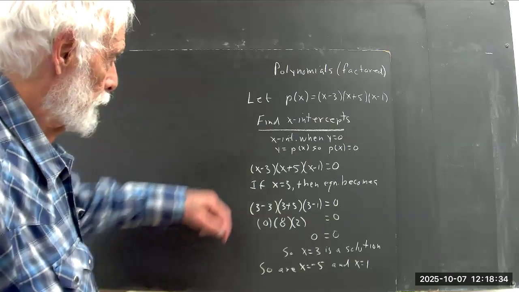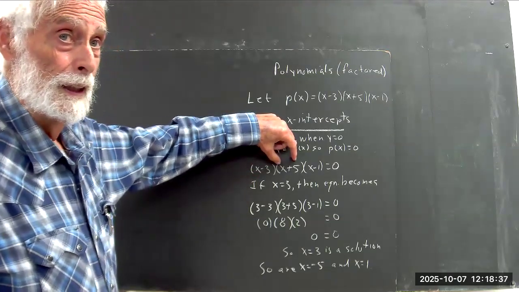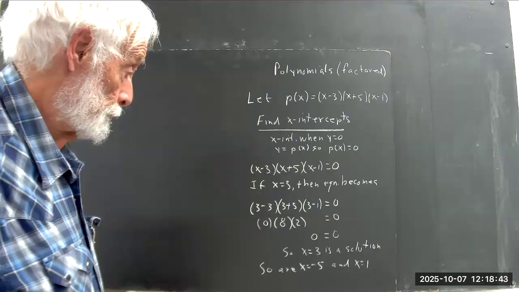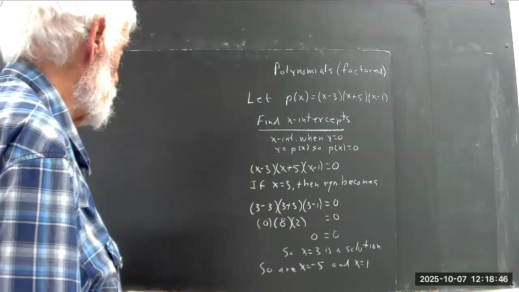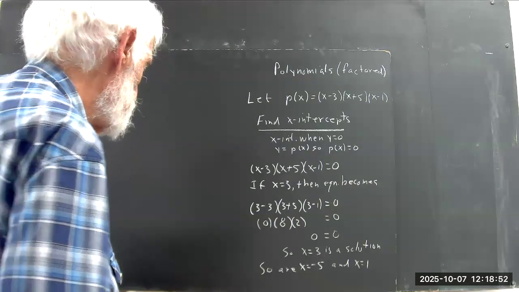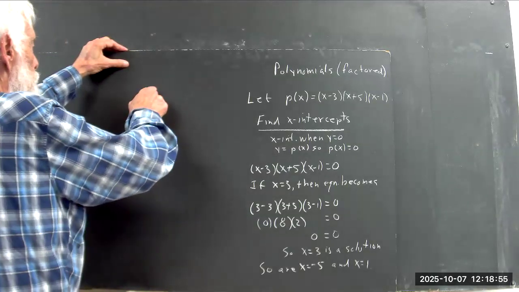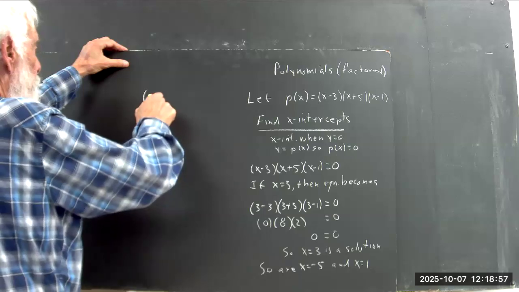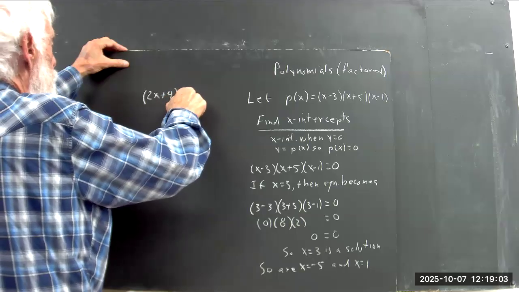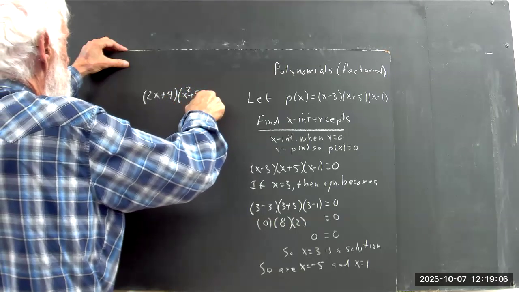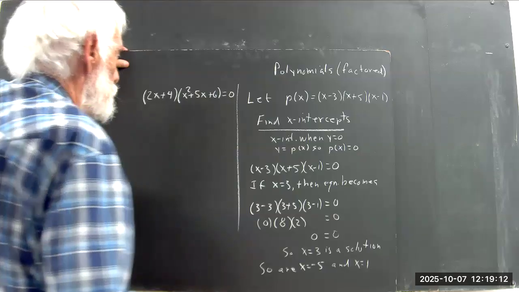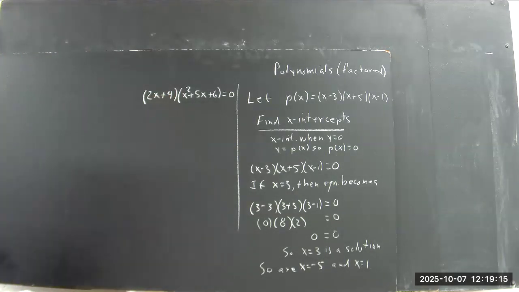And then you can pretty easily see that if x is -5, this is going to be 0. And if any one of these is 0, since they're all multiplied, the whole product is going to be 0, and you're going to have a solution. Okay, so we get all these solutions. Let's try this equation.